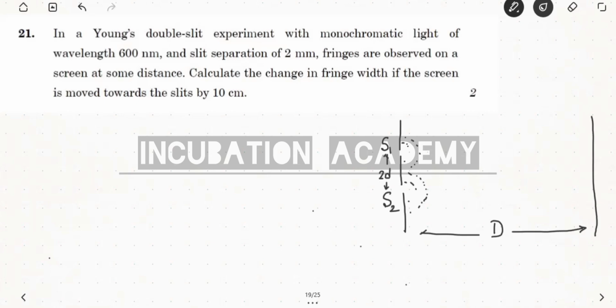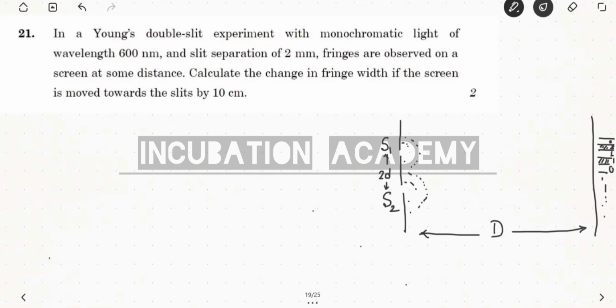We know that equispaced fringes are formed. The central one is bright, the 0th one. After that the first dark is obtained, then the first bright, then the second dark, then the second bright. Similarly, on this side also you get the same thing. So equispaced fringes are obtained.